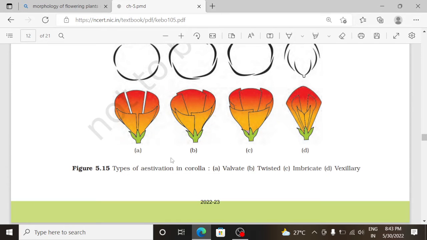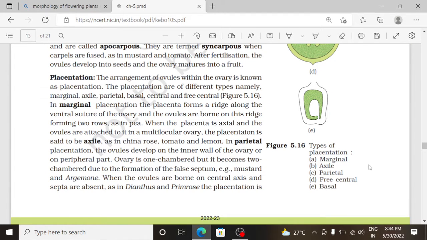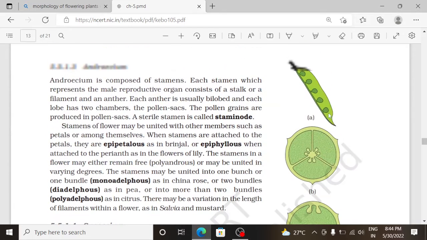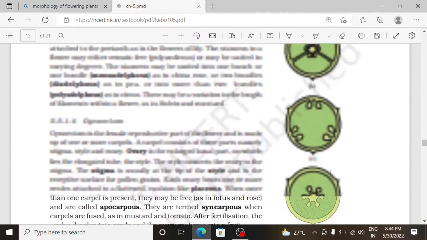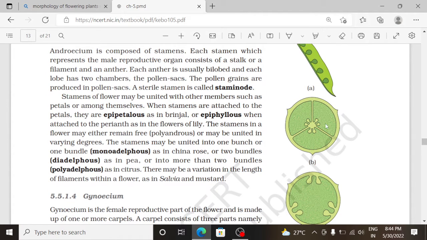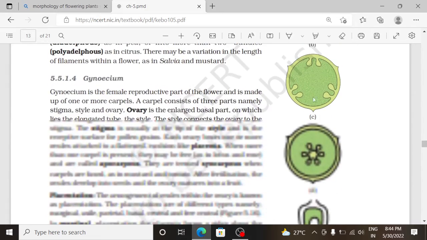And here you can see the types of aestivation in corolla. This one is valvate, this is twisted, this is imbricate, and this is vexillary. Okay, and this one is types of placentation. First is marginal, this is marginal placentation. Then second is axile placentation, this B1, this is marginal, this is axile.